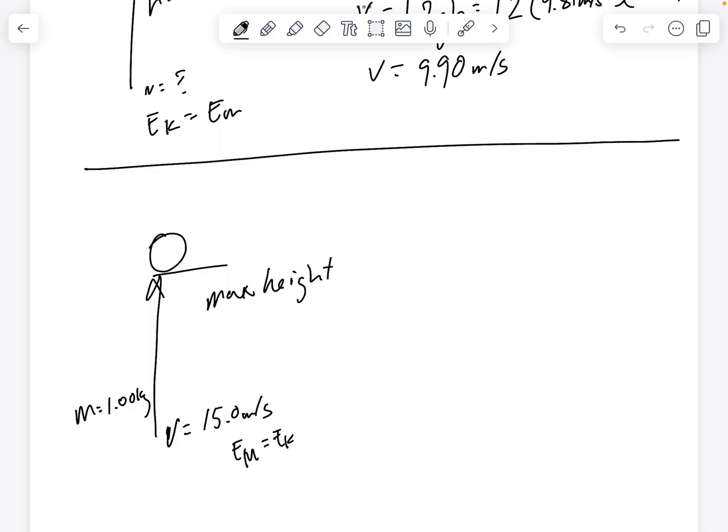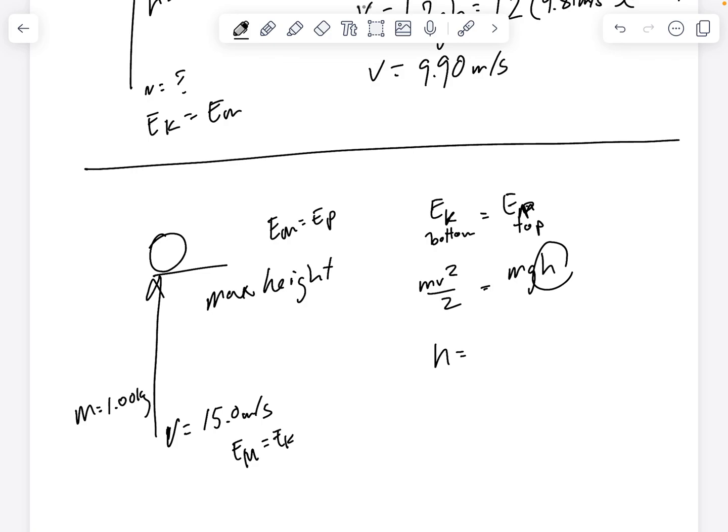And at the top, the mechanical energy is potential energy plus kinetic, but we're assuming that at the top it has stopped moving. So all of the energy has been put into making it reach a height. And so the EK at the bottom here will be equal to the EM at the top, or EP at the top. And so mv squared over 2 equals mgh. And in this case, though, I want to solve for h.